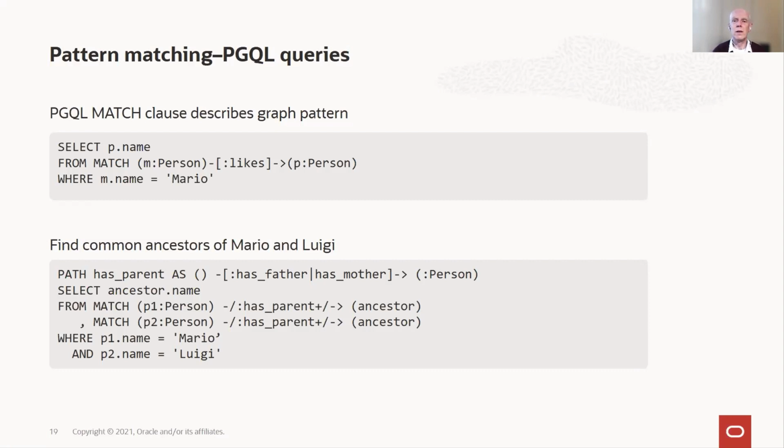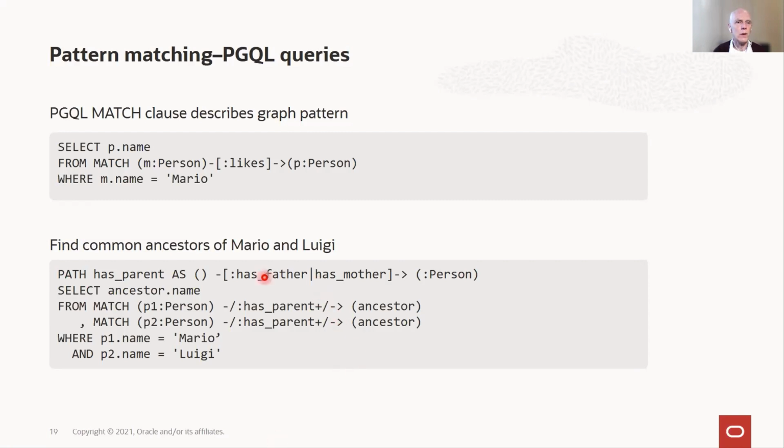And so if we take the example at the top, here what we're looking for is all vertices of type person, which are connected through a likes relationship to another vertex of type person, with the property of name equal to Mario. So this is a pretty simple query, which you could also do in SQL, right? At the bottom, we have a somewhat more sophisticated query, which includes path specification and, more importantly, includes a repetitive pattern for the relationship.